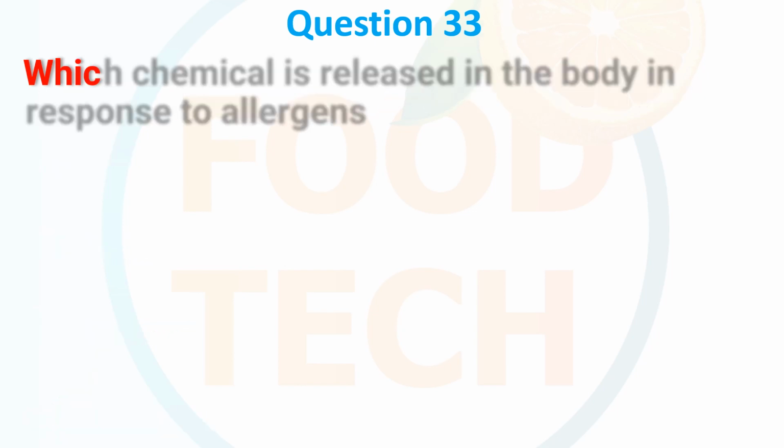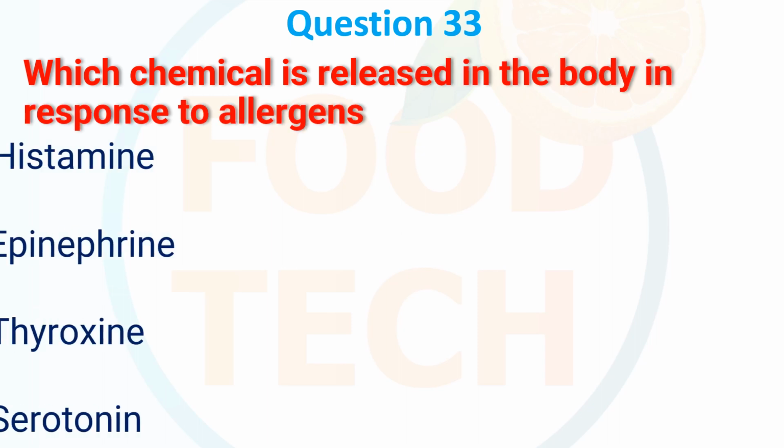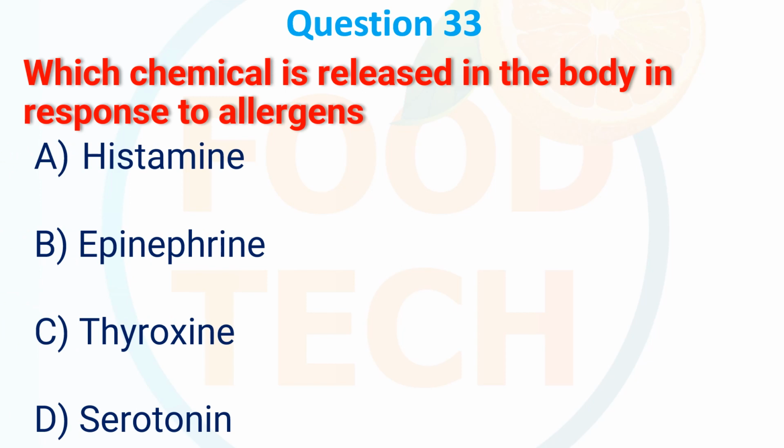Which chemical is related to the body's response to allergen? A. Histamine, B. Epinephrine, C. Thyroxine, D. Serotonin. The answer is A. Histamine.